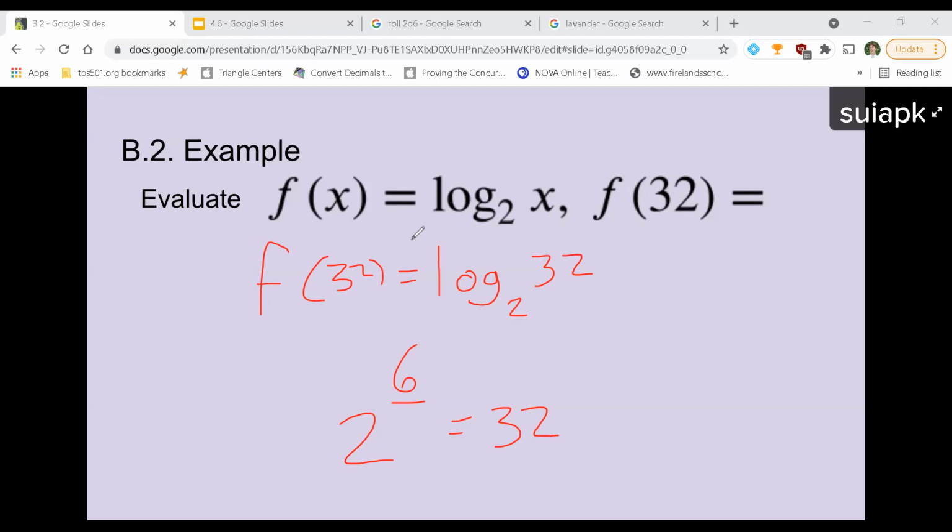Wait, 4, 8, 16, 32. No, it's 5. It is 5. It's a good thing we checked that together. Let's double check that one more time. 2 squared is 4, 8, 16, 32. It's 5. Are you sure it's not 6?